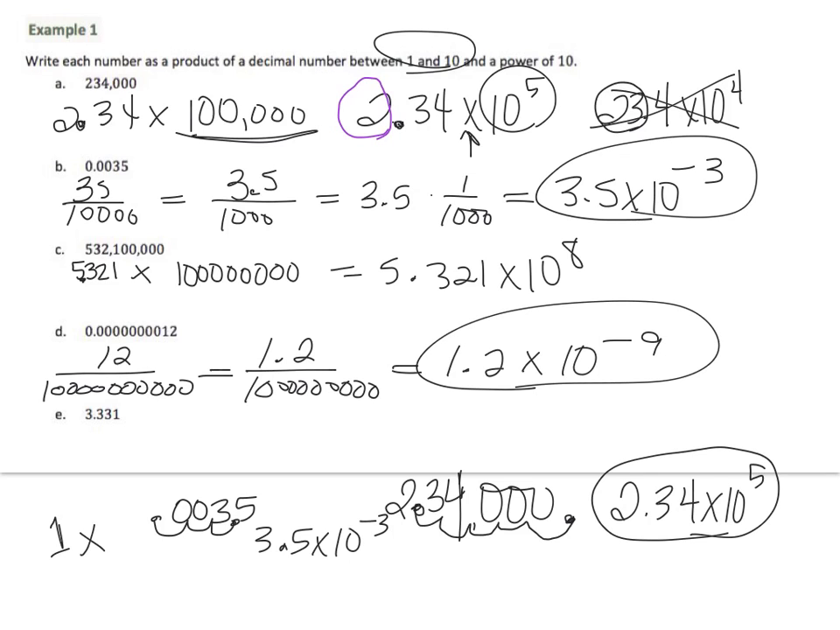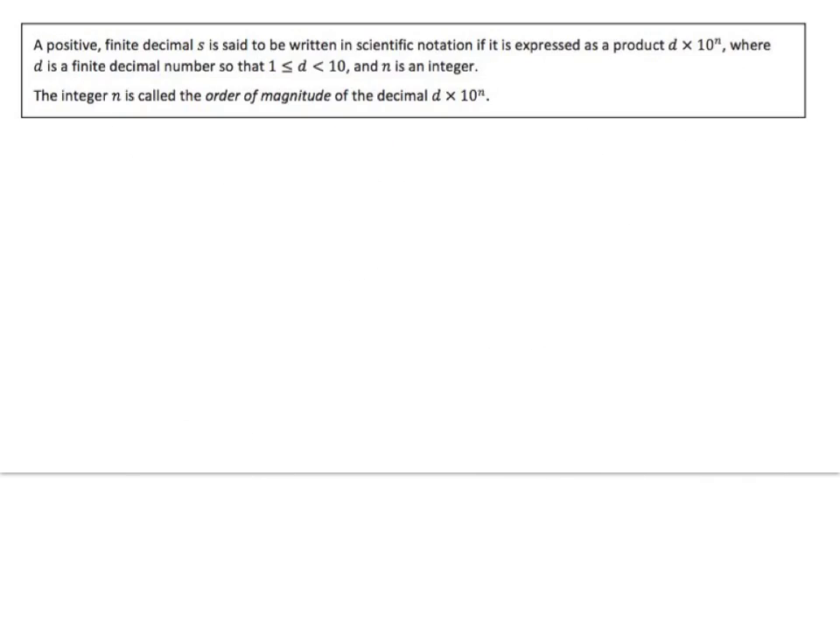And this last one, I'm going to move it 2 spots. So it's just like 3.331. Actually, I'm not moving it at all. Silly me. I didn't move it. So it's times 10 to the 0. Ha ha. All right.